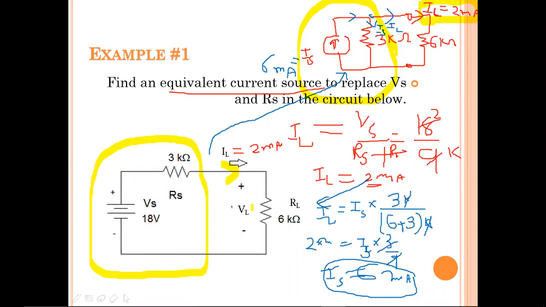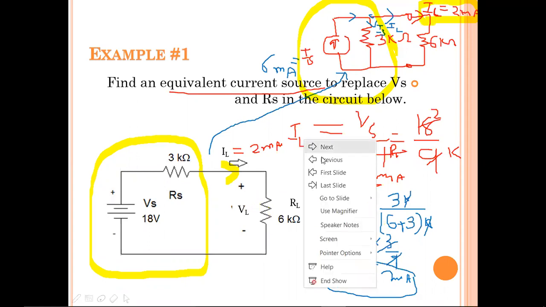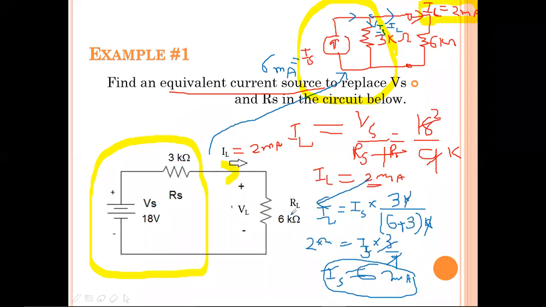And across this VL, how much voltage will be present? 2 milliamps into 6 means 12 volts will be present. The same 12 volts should be present across here. So VL is equal, after converting the voltage source to a current source, the same voltage will be present.